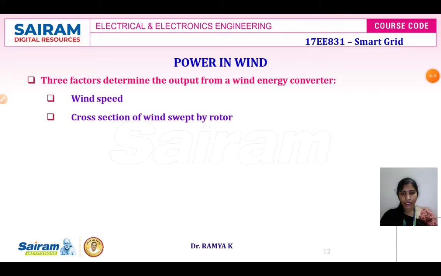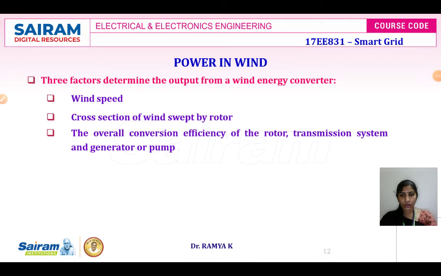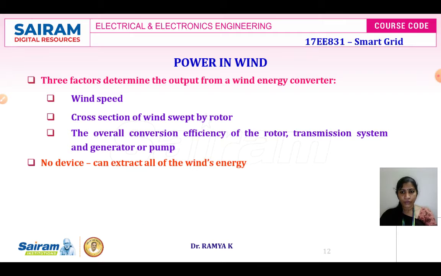The third factor that determines the output of the wind energy converter is the overall conversion efficiency of the rotor, transmission system and generator or pump. So these three are the important factors responsible for determining the output from a wind energy conversion system. First is the wind speed. Second, the cross section of wind swept by the rotor. Third, the overall conversion efficiency of the rotor, transmission system and generator or pump.